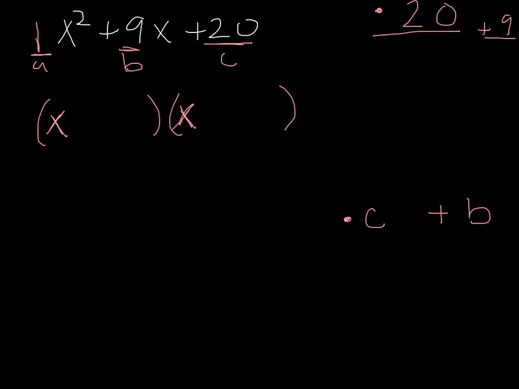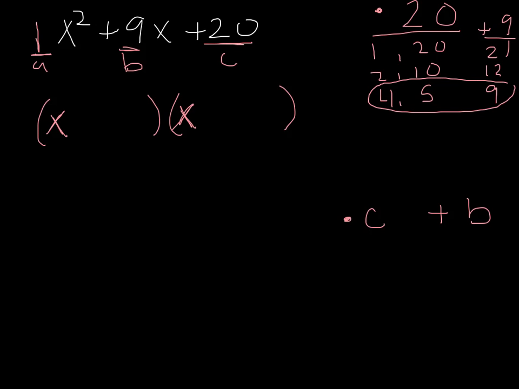So the different numbers we have could be 1 and 20, 2 and 10, and 4 and 5, and that is it for all the factors. If I add these together, I have 21, 12, and 9. So it looks like 4 and 5 both multiply to get 20 and also add together to get 9. So my factored version of this would be x plus 4 and x plus 5. Sorry about that. And that would be my final answer.